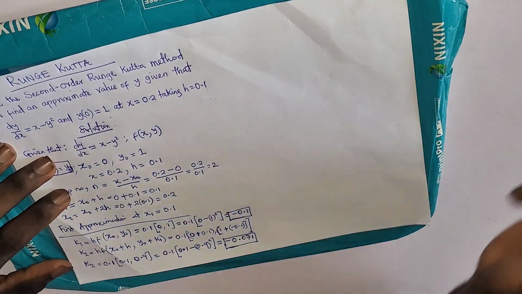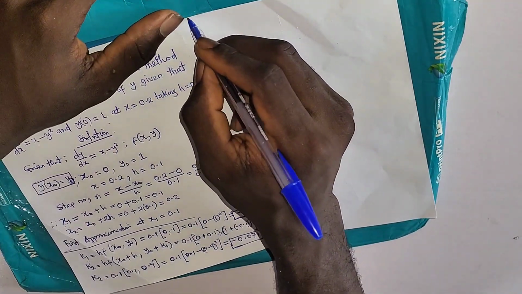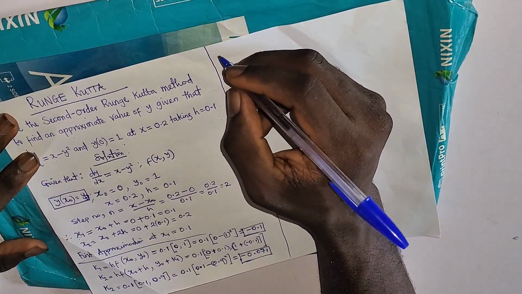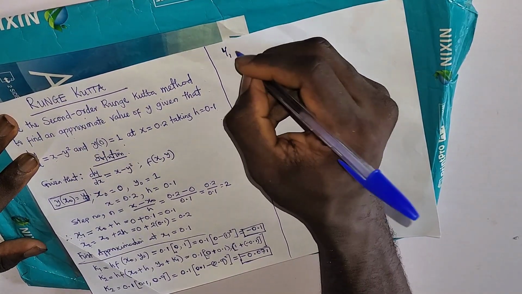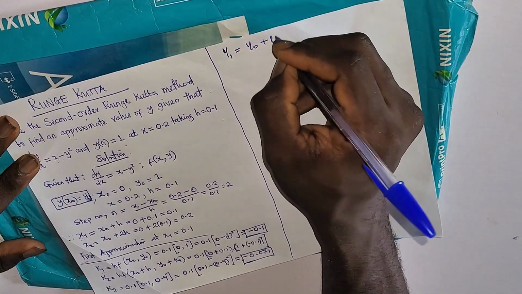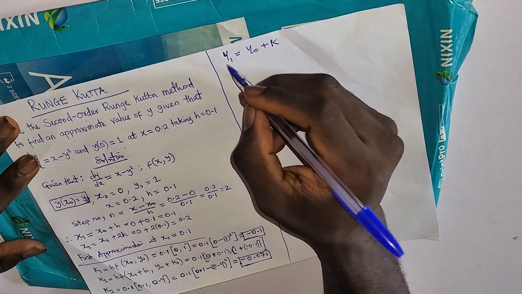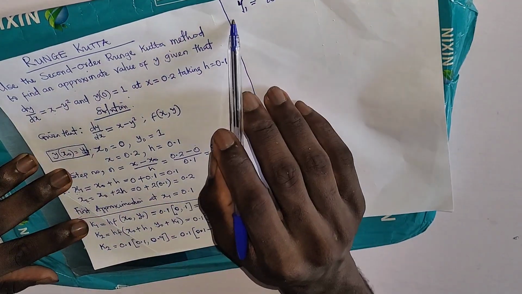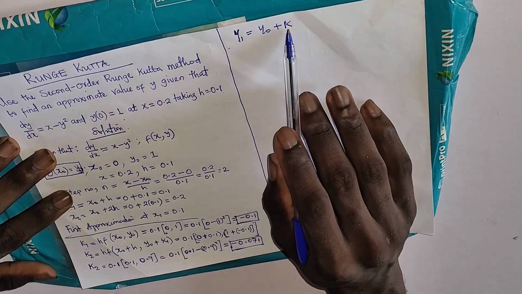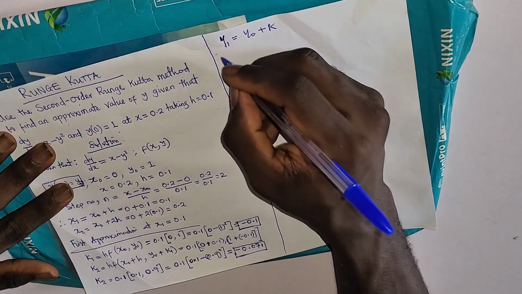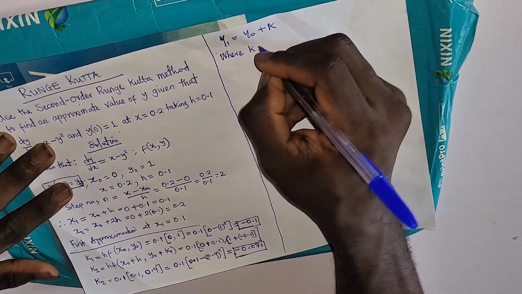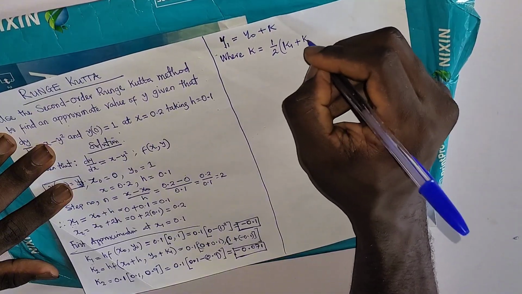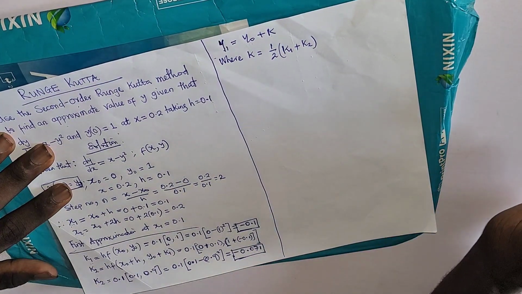Since you are being told to use second order, what you need to do next is find a value of y. y1 is y naught plus k. Y1 tells you that since you are calculating the first approximation at x1, you have to get y1. Y naught is given in the question. Now k is not given, and for you to get your k, k is equal to 1 over 2 into k1 plus k2. So this is where it becomes more interesting.